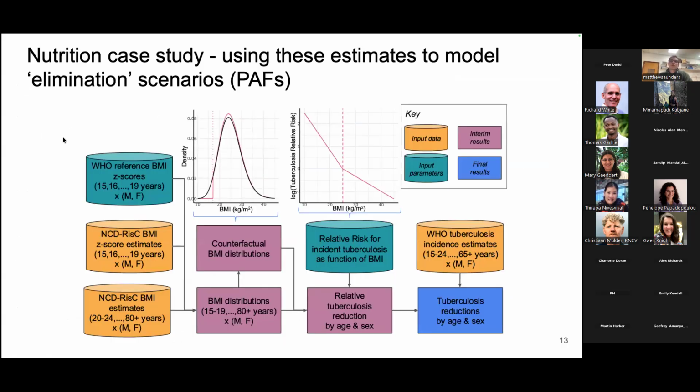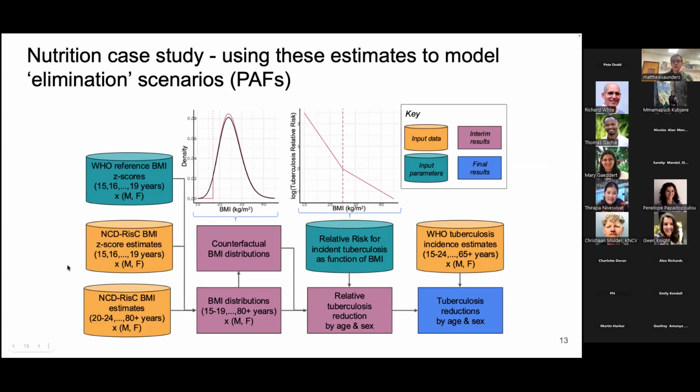So now that we have an updated estimate of how TB risk changes across the BMI range, we wanted to then use those estimates, combine them with population level estimates of BMI to try to model some of these potential elimination scenarios and generate some potential PAFs based on different counterfactuals. So the way we went about doing this is illustrated in this figure. So I'll just go through it quite slowly.